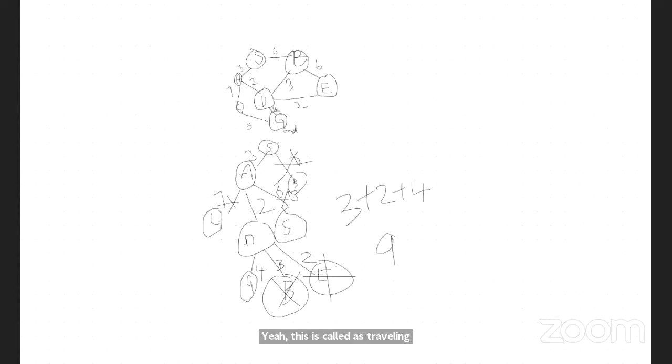Yeah, this is called the traveling salesperson problem. This person is going to travel different cities, right? This person is going to travel different cities and he has to get maximum profit.